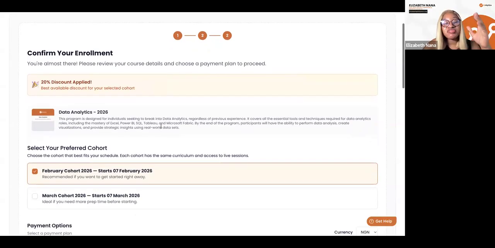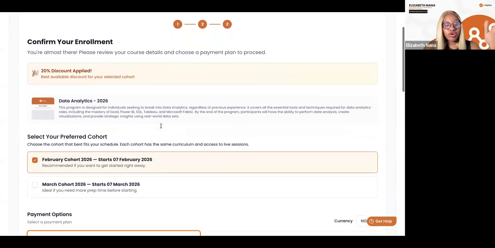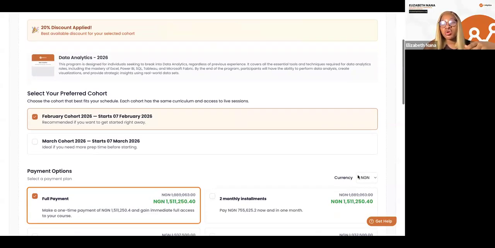Now, because we're trying to be very inclusive, we know that we have some people trying to register for this program from Africa, Nigeria, South Africa, wherever you are. So we also accept multiple currencies. So you're actually able to switch your currency here. There's a currency selector right here.